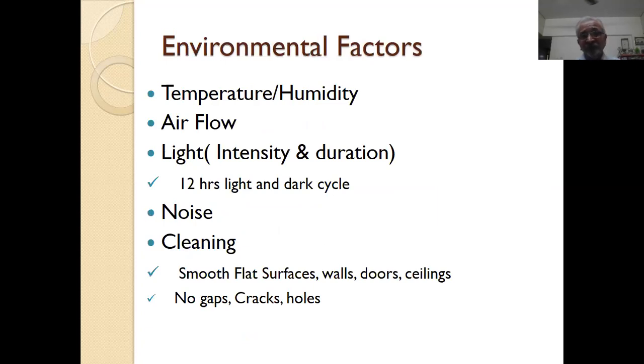What are the environmental factors you have to look into as far as the test facility or animal facility is concerned? Like temperature and humidity, airflow, and light intensity and duration, like 12 hours light, 12 hours dark. You should have that dark cycle, and noise should be maintained. And cleaning and husbandry are very, very important.